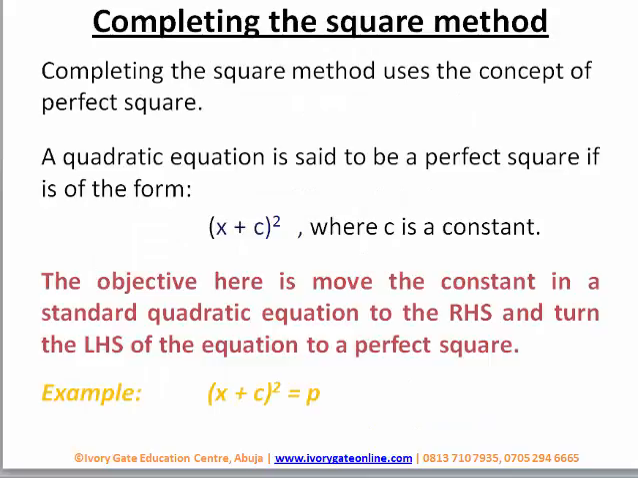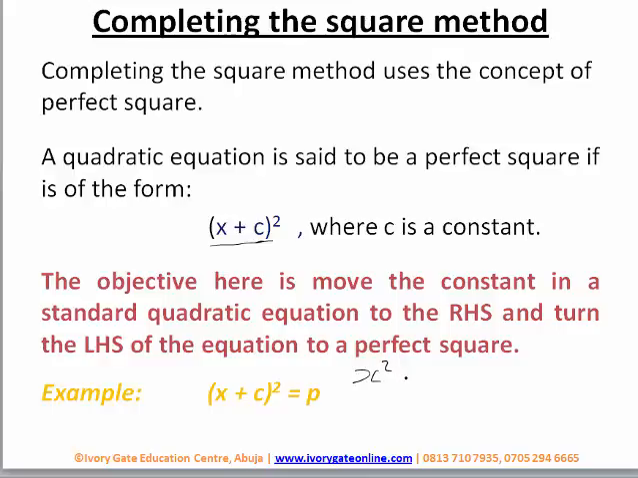Completing the square method uses the concept of perfect square. Here, an equation is said to be a perfect square if it is of the form (x + c) all squared, where c is a constant. The objective here is to move the constant in a standard quadratic equation to the right hand side and turn the left hand side of the equation to a perfect square. What do we mean by this?